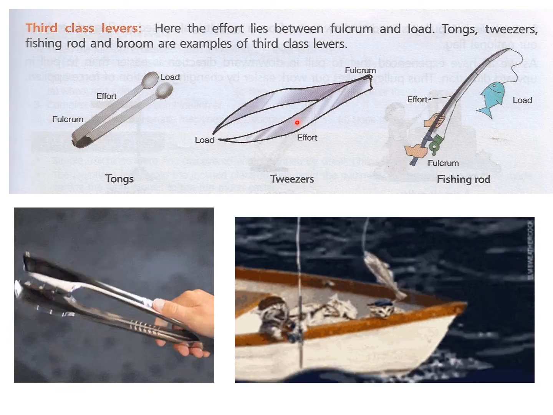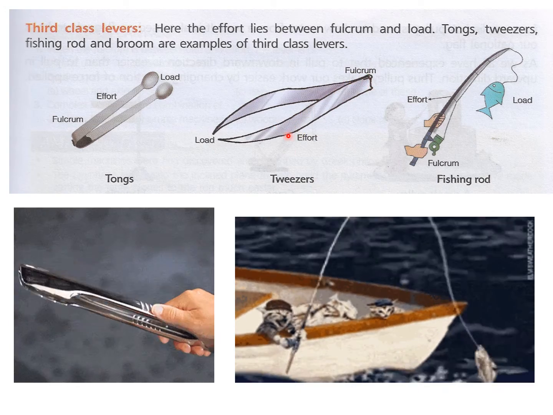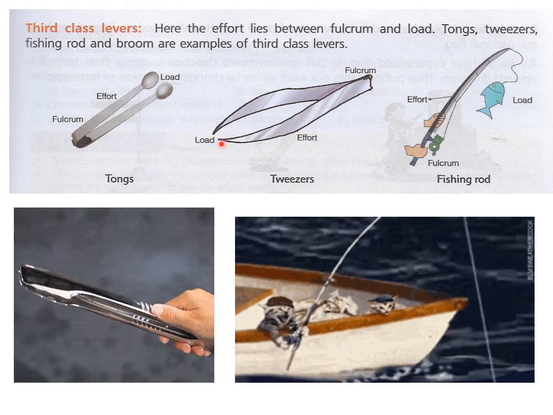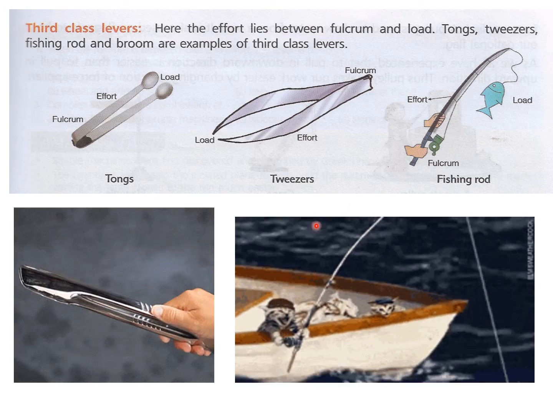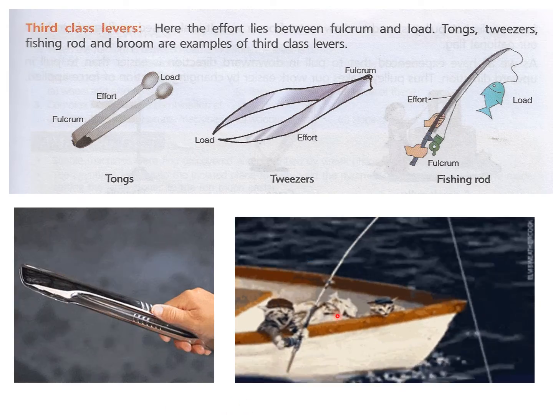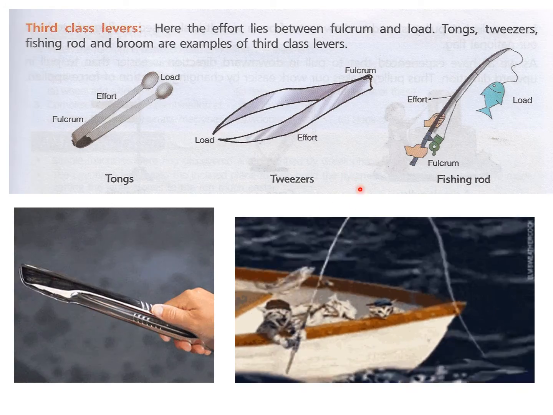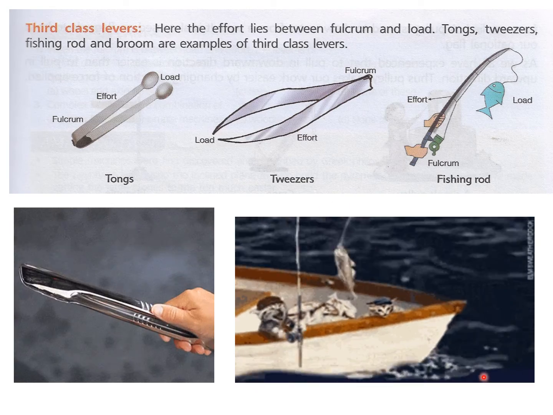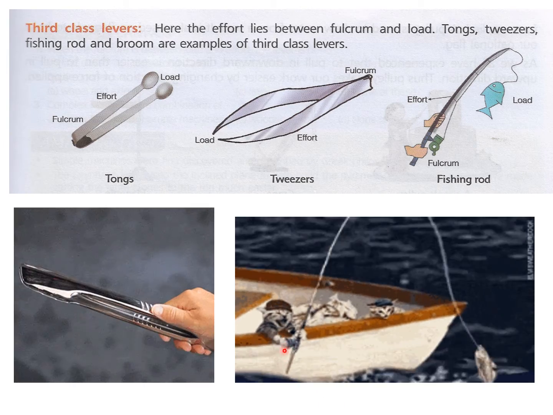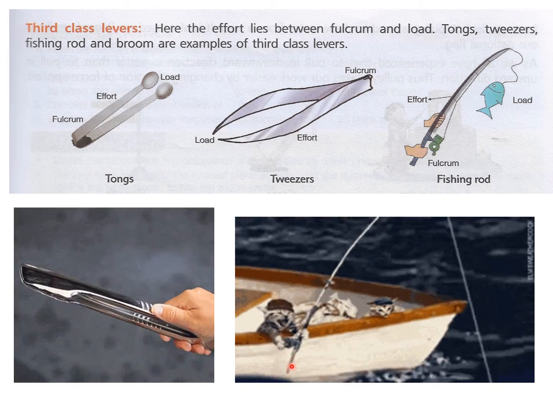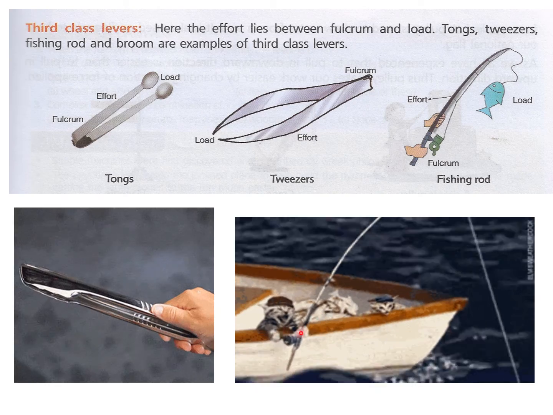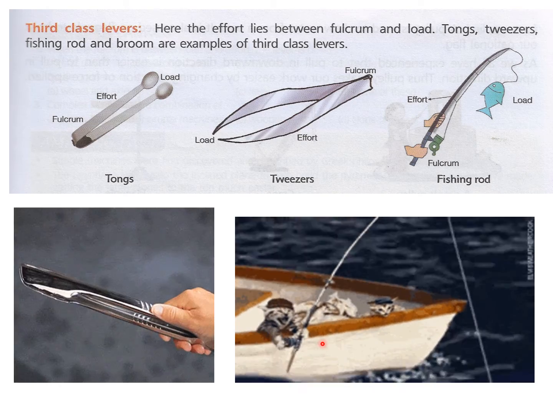Then you can see tweezers also. The fulcrum is this, effort you will put from the center, and the load is here. Then the fishing rod. You can see this where the cat is holding the rod, that is the effort. Then this fish is the load, and the fulcrum is this side where it is moving the rod. So effort is coming in the center. This is a class 3 lever.